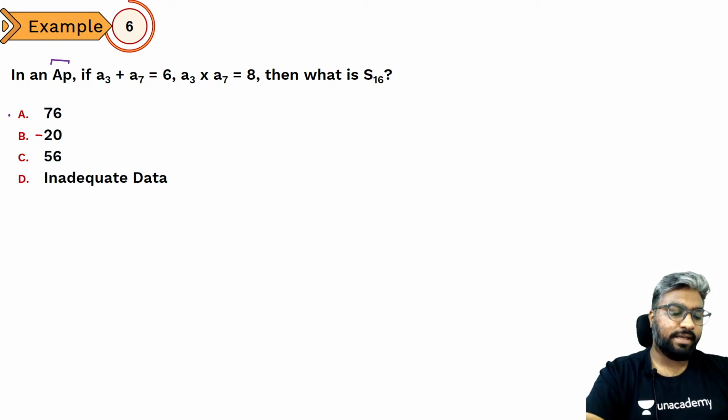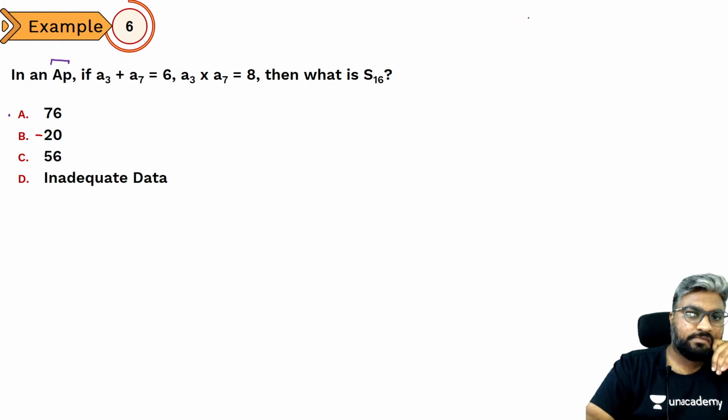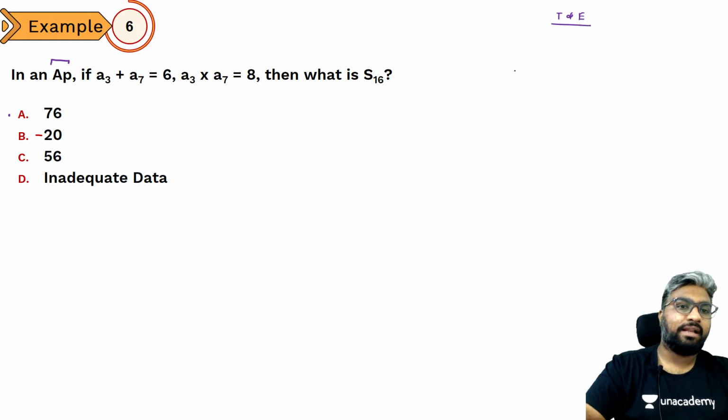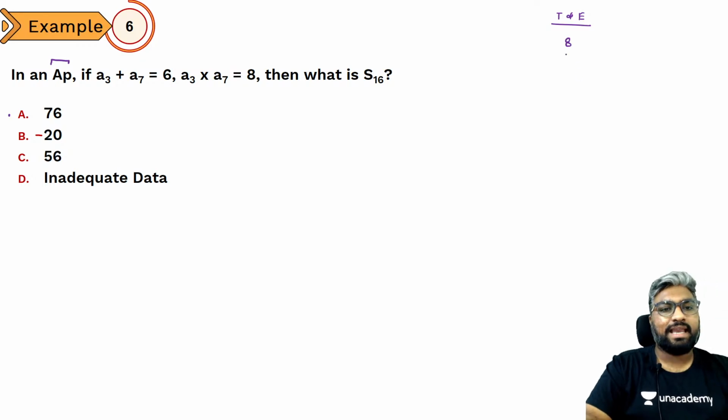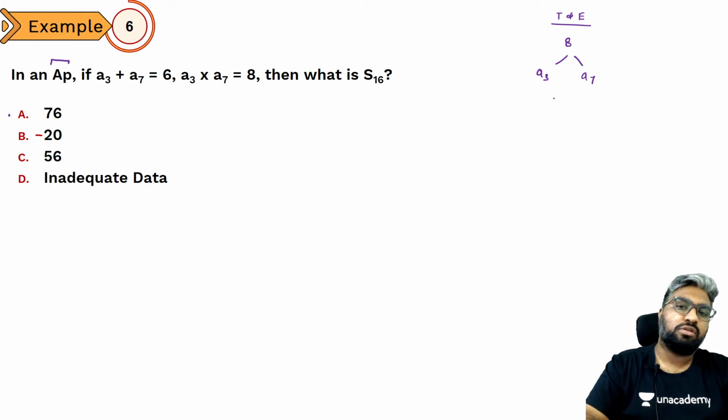One of the best ways of doing this question is, okay, it would best be with trial and error. So now A3 into A7 is given as 8. Yes, we have to get the product of these two numbers, A3 into A7. The product of A3 and A7 should be 8, and the sum should be 6. What could be the numbers? Product should be 8, sum should be 6.